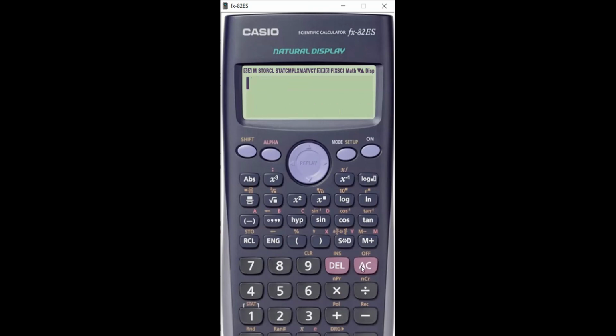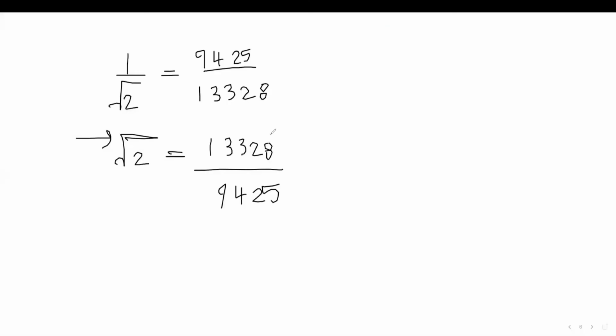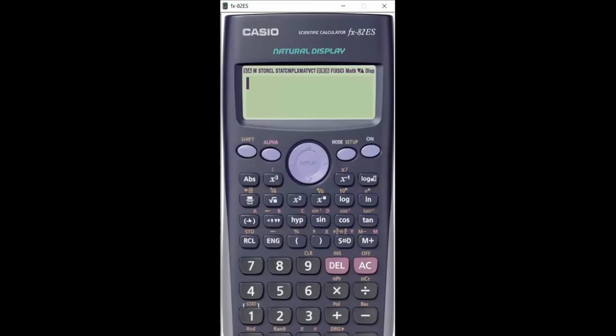Can't the calculator simplify it for us? Let's try again. We're going to put 13328 over 9425 in the calculator. Please simplify it for us, calculator. We can't. That's crazy. It won't give us the simplification. So what we're going to do is write that it's the answer.